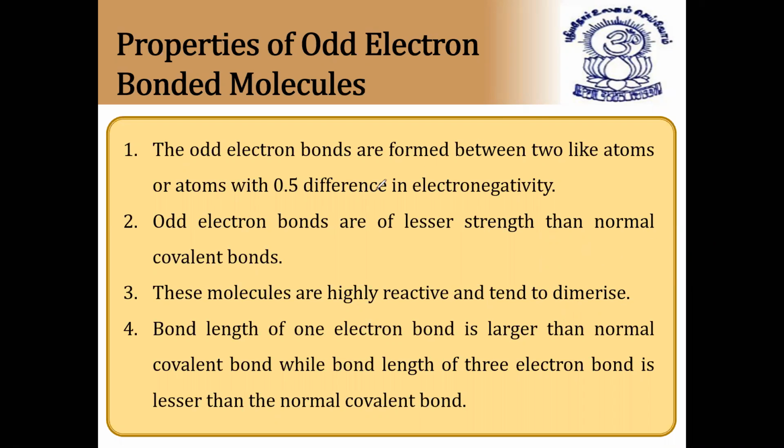Again, what does dimerize mean? Two molecules combined together. For example, aluminum chloride does not exist as AlCl3, whereas aluminum chloride exists as Al2Cl6. This is called dimerization. So two molecules are held together. It is nothing but dimerize. Bond length of a one electron bond is larger than a normal covalent bond, while bond length of the three electron bond is lesser than the normal covalent bond.